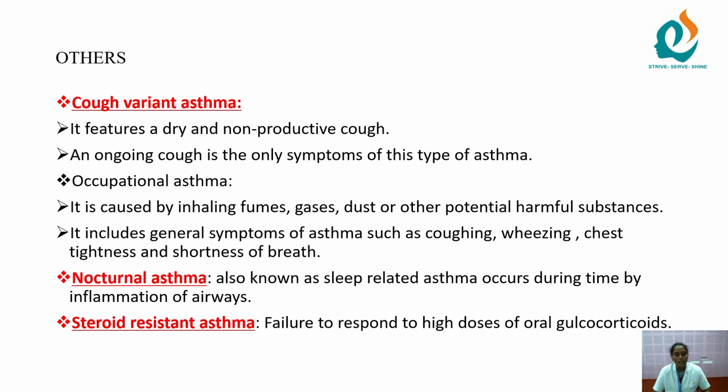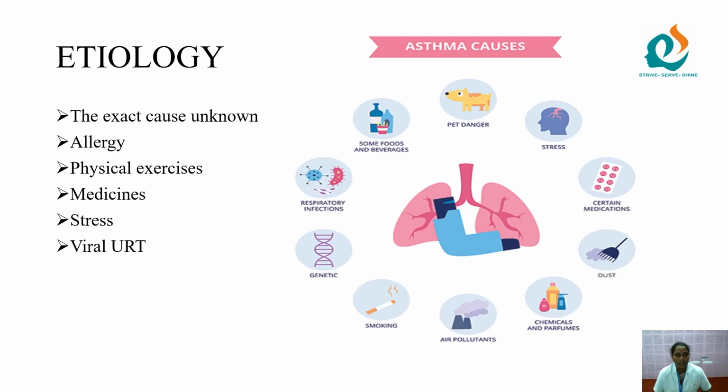The next one is nocturnal asthma. It is also called sleep related asthma, which occurs during the time of inflammation of the airways. That is nocturnal asthma. This asthma occurs only during sleeping time. Next, steroid resistant asthma. It is a failure to respond to high doses of oral glucocorticoids. When we administer the steroid drug, there is failure to respond to high doses of oral glucocorticoids.